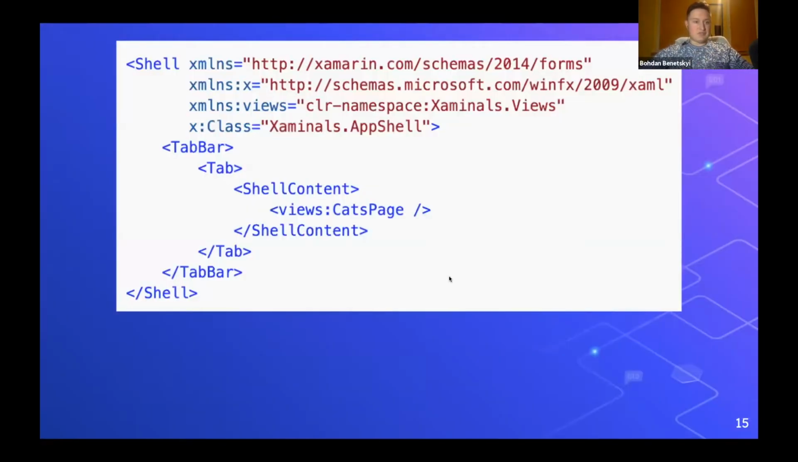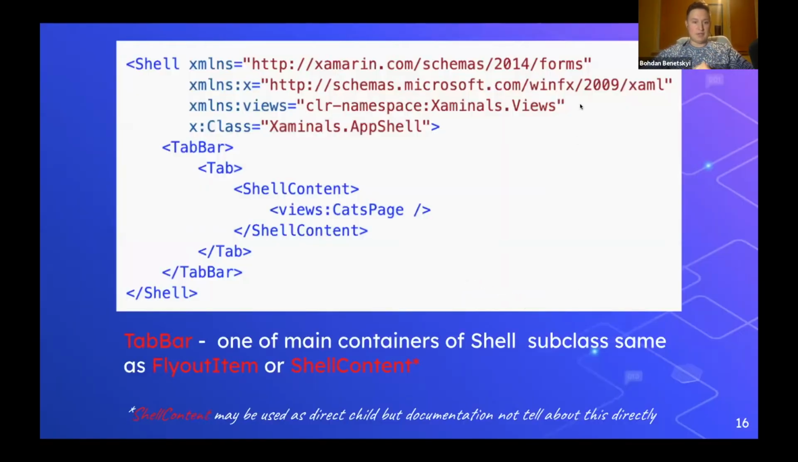So the hierarchy of a shell with one tab inside the mobile app will be the next. We have a tab bar, which is one of the main containers of Shell subclasses, same as flyout menu or shell content. Yeah, you could just paste shell content as a root element in the shell, but the documentation doesn't tell about that directly. It's used in a couple of examples, but it never describes that it can be at the same level. So just good to mention that.